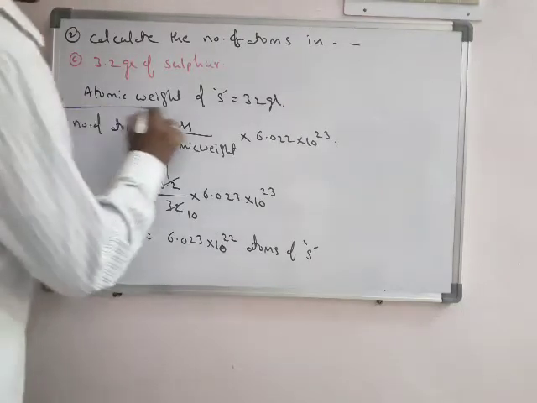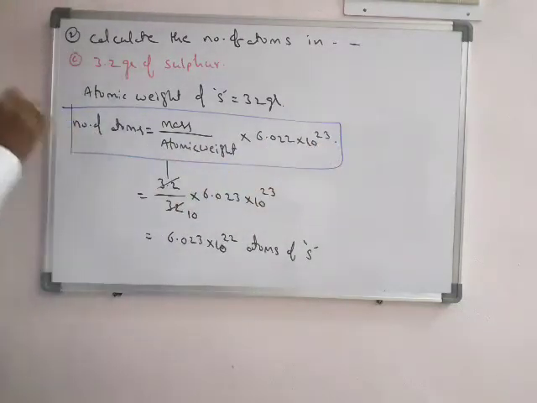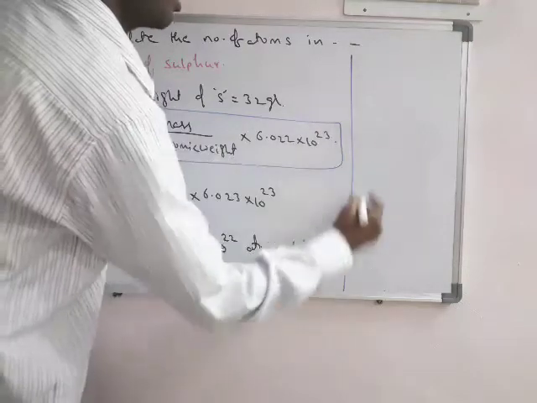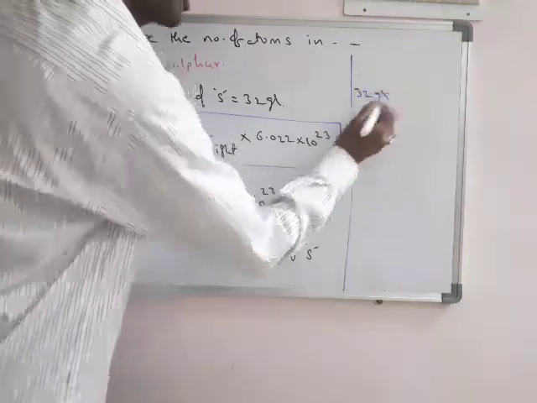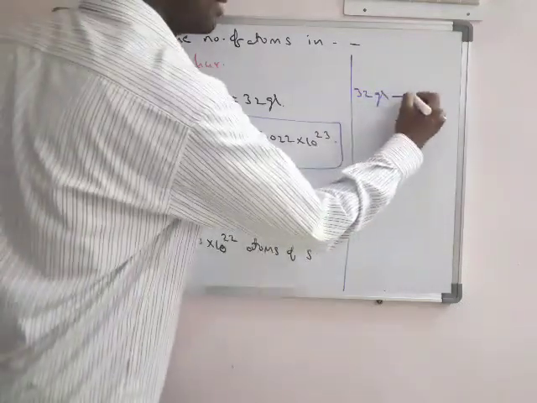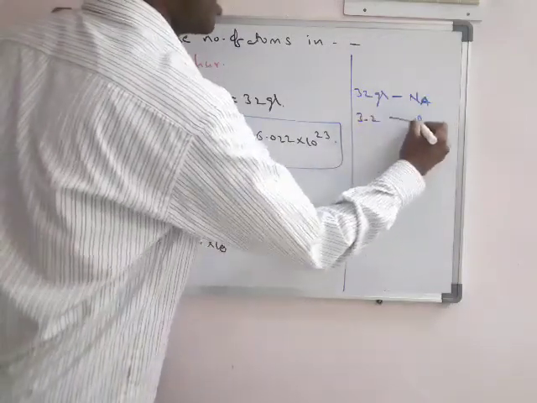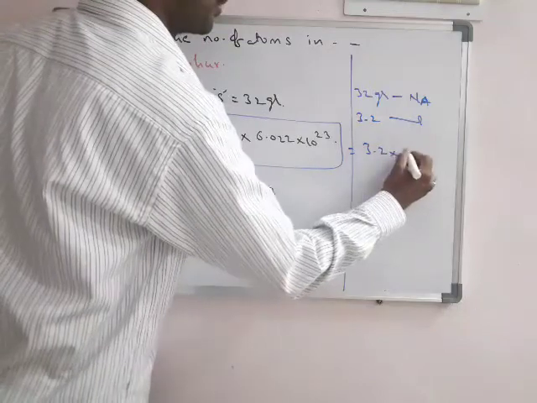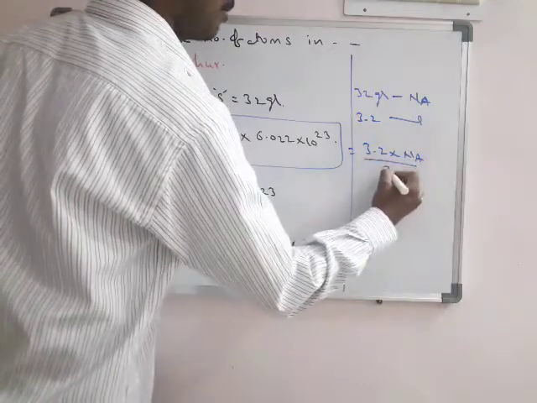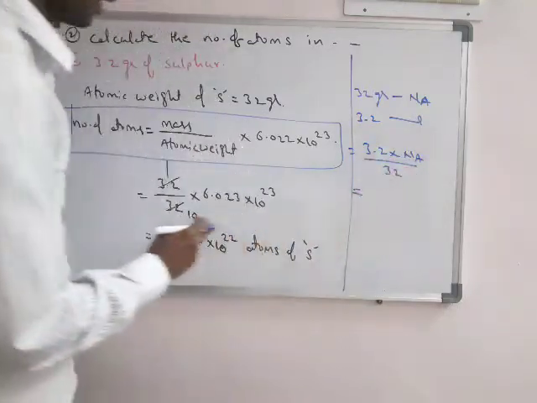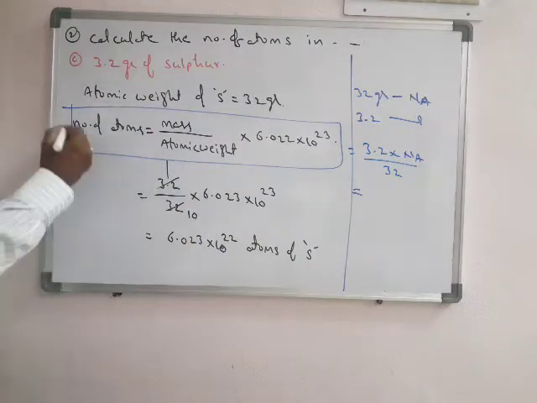So it will be taken as a formula. It can be calculated like this also. 32 grams is its atomic weight, so 32 grams means Avogadro number. Then what about 3.2 grams? That is 3.2 into Avogadro number by 32. So again we get the same calculation. But here it is just like a formula we can remember easily.